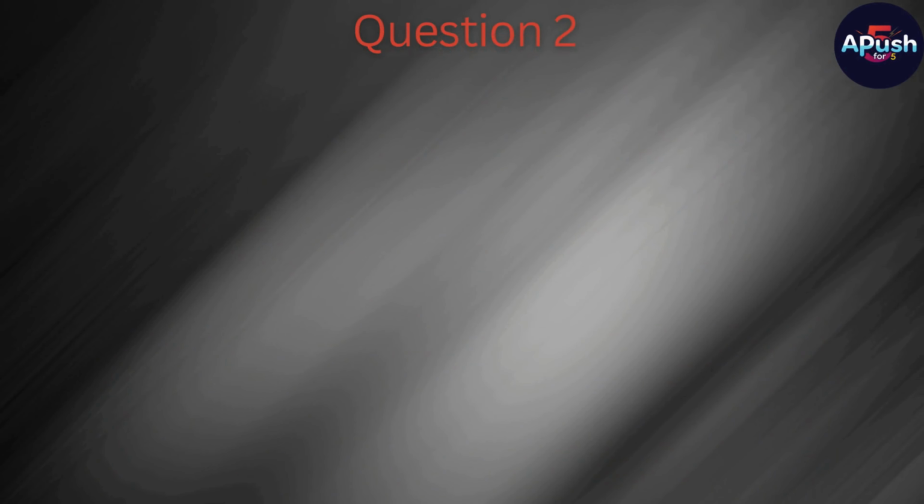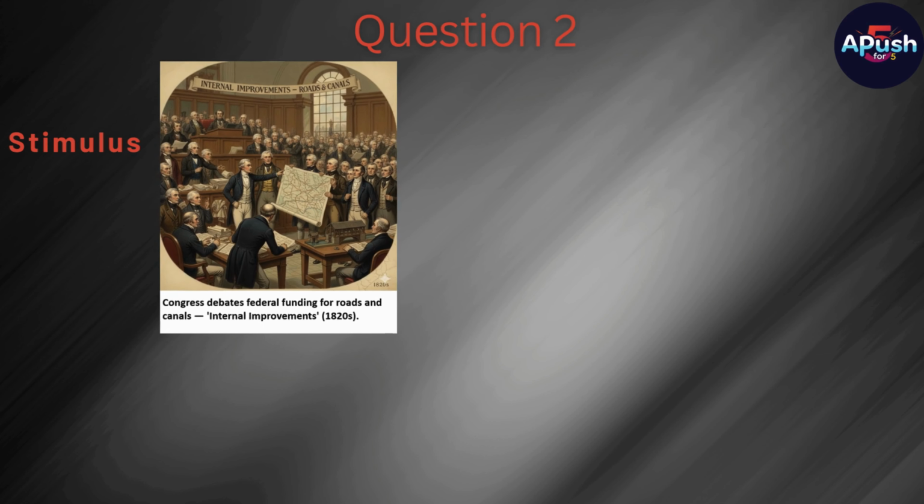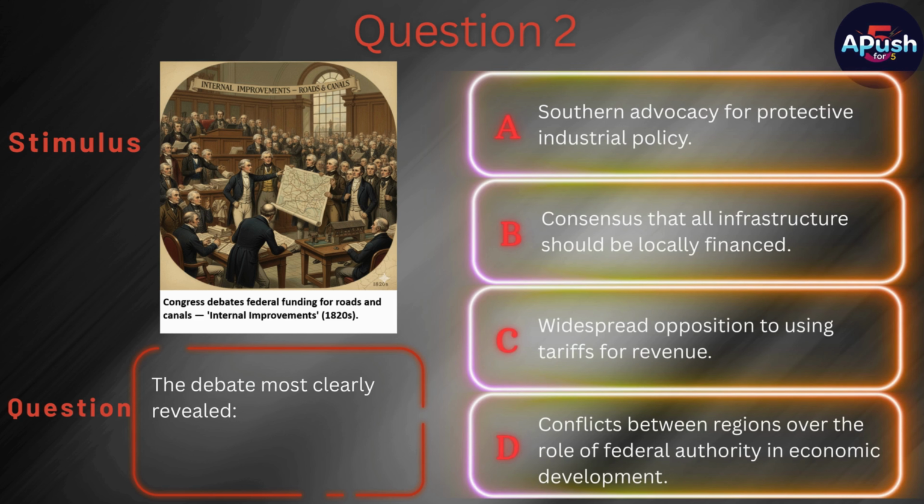Question 2. Stimulus. Congress debates federal funding for roads and canals. Internal improvements, 1820s. Question. The debate most clearly revealed A. Southern advocacy for protective industrial policy. B. Consensus that all infrastructure should be locally financed. C. Widespread opposition to using tariffs for revenue. D. Conflicts between regions over the role of federal authority in economic development.